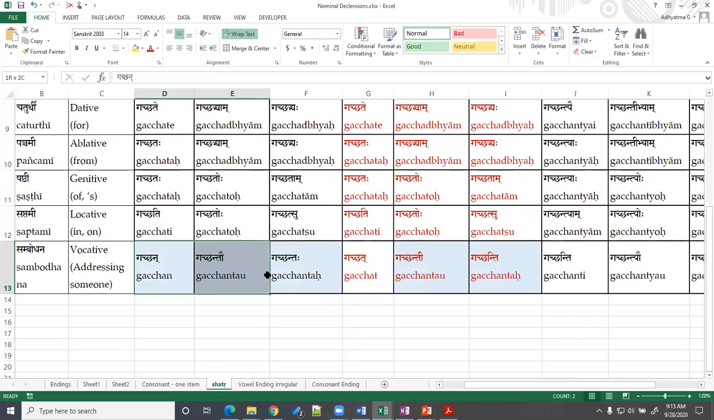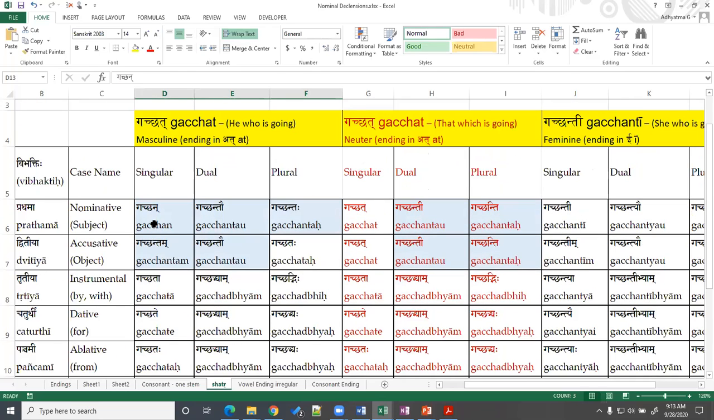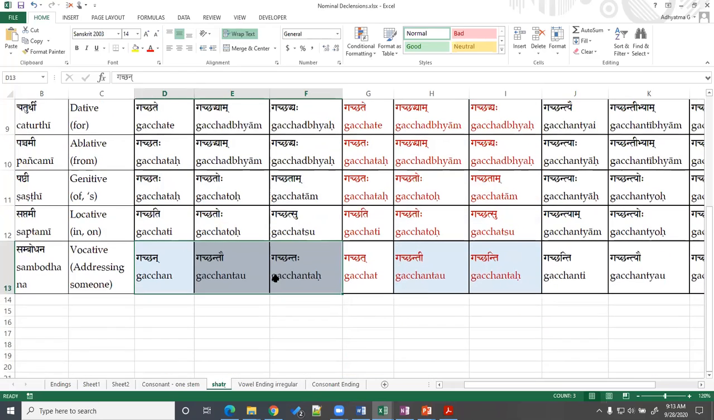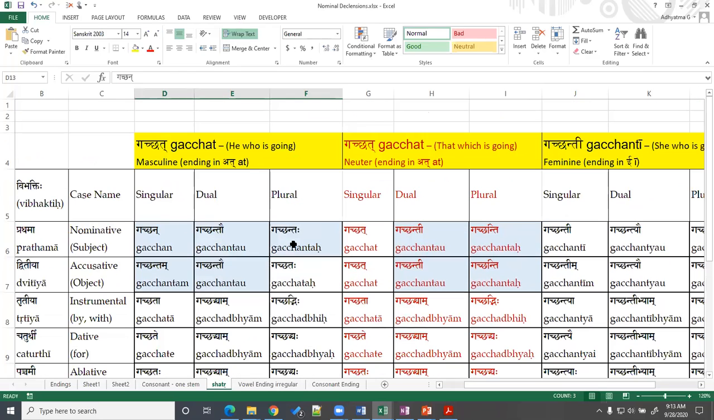And the sambodhana, the vocative case, is also the same as the first case. So there is no difference between the vocative case and the first case. So that's how the declensions go. Pretty straightforward.